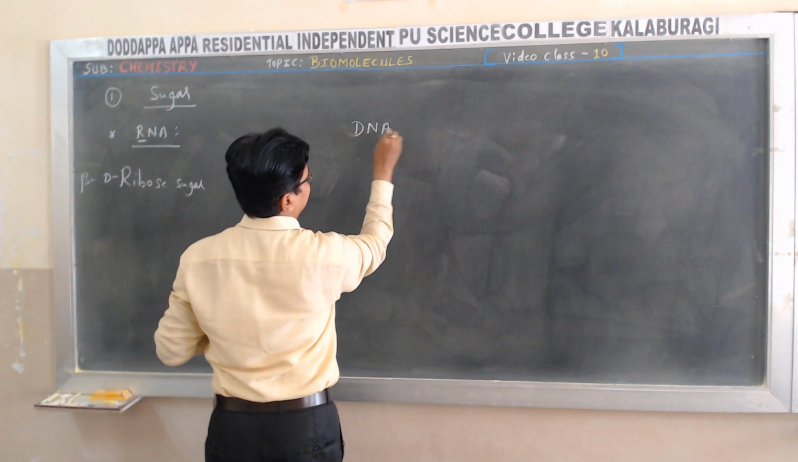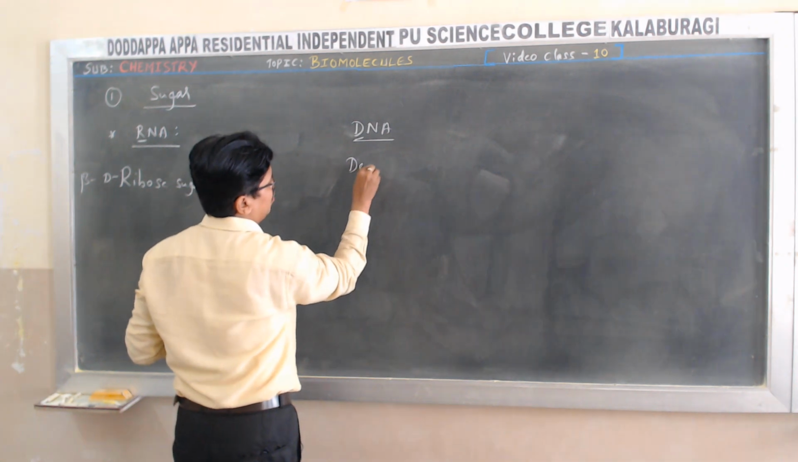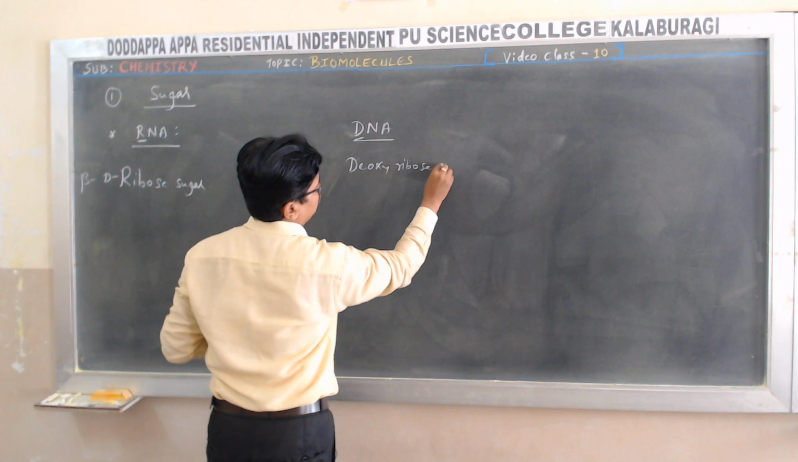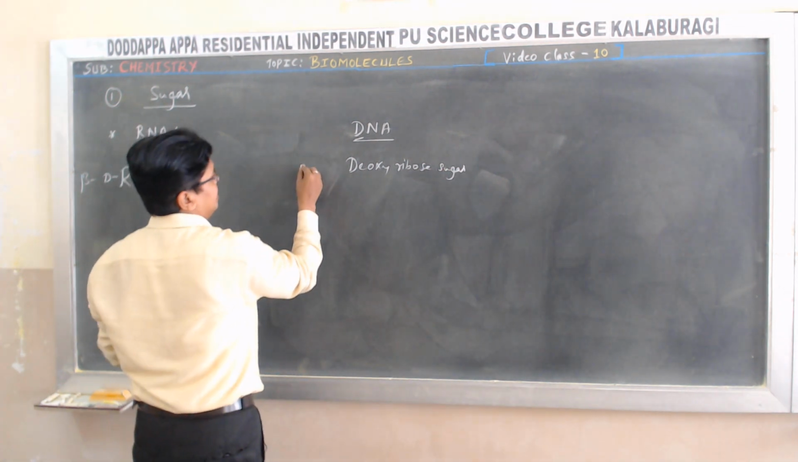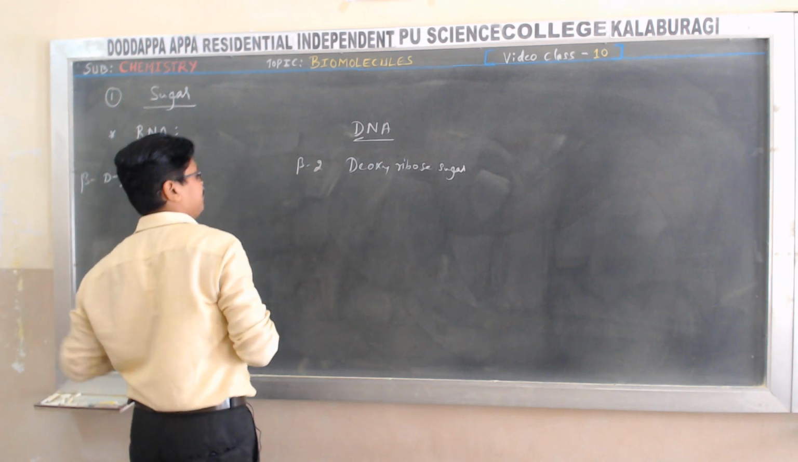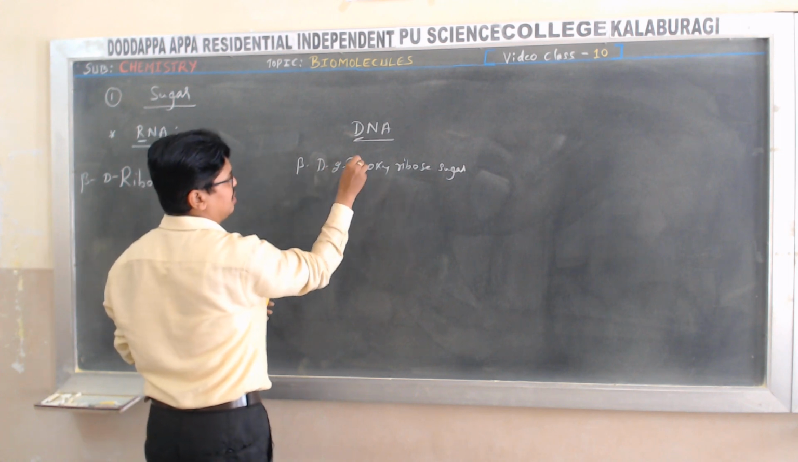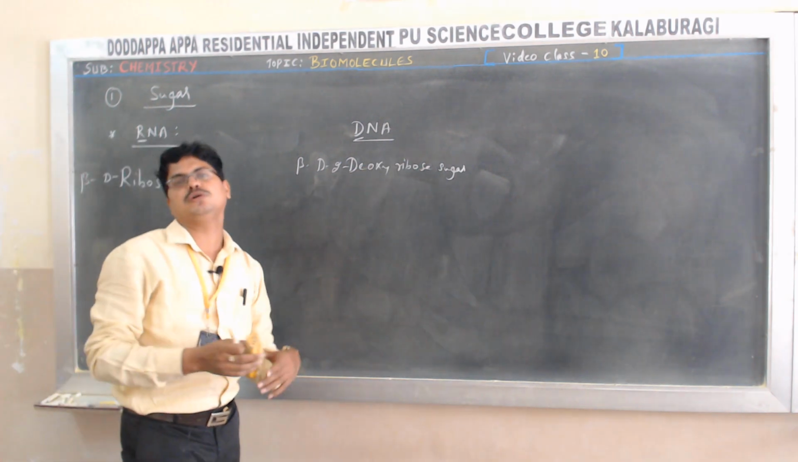Then the sugar present in DNA. Look at the term D. That is deoxyribose. Deoxyribose sugar. Particularly beta D 2-deoxyribose sugar.